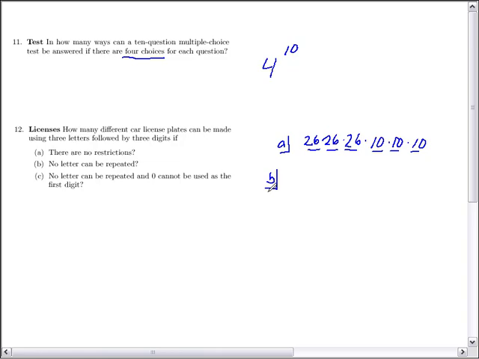Part B says no letter can be repeated. So 26 choices for the first letter, 25 choices, and then 24. There's our 3 letters. Now nothing's been said about digits, so we can still repeat digits, so each digit has 10 choices.